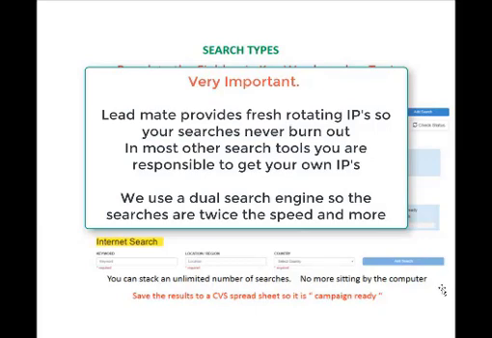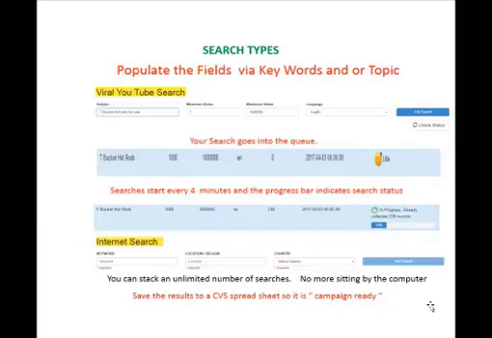Once again, you can put in, the next one is plumbers in London, Ontario, in Canada, or it can be restaurants in New York City, in the United States. It doesn't matter what it is. This is where you plug it in here. You can stack an unlimited number of searches, so there's no more sitting by the computer. Save the results to a CSV spreadsheet so it is campaign ready. So when you go to do your campaign, all you're going to do is pick the search that you want to send out your email to.